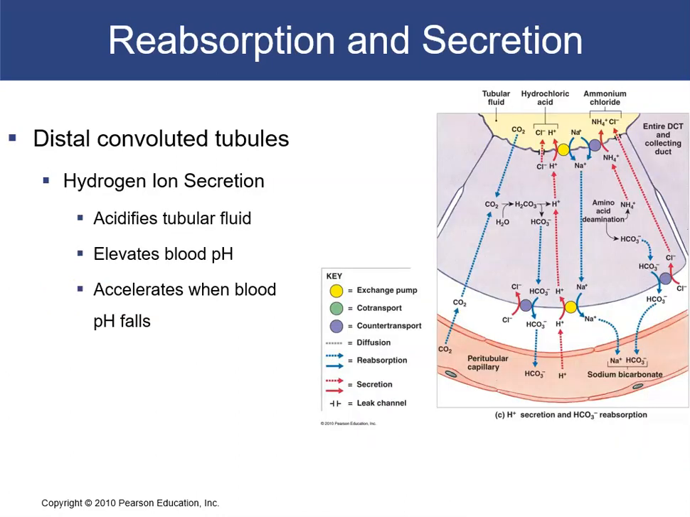Hydrogen ions are also secreted here. As more and more hydrogen ions are secreted, dumped into the tubular fluid, this will acidify it and the pH of our urine will decrease. As more are secreted, this will elevate the pH of the blood and the blood will become more basic. This process of hydrogen ion secretion accelerates whenever our blood pH falls, in other words, when our blood becomes more acidic than it should be.